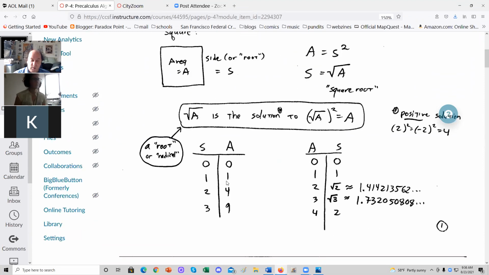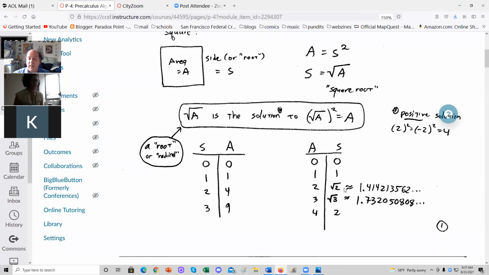Here, if we give it various values of s, we get various values of a. 0 squared is 0, 1 squared is 1, 2 squared is 4, 3 squared is 9. Okay, that's easy enough. The other way is a little bit harder. Square root of 0 is 0, square root of 1 is 1. That's good. Square root of 4 is 2. You can see that just by flipping this table, but these are not quite as obvious.